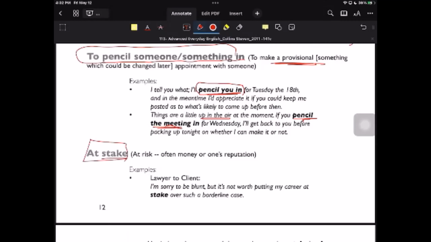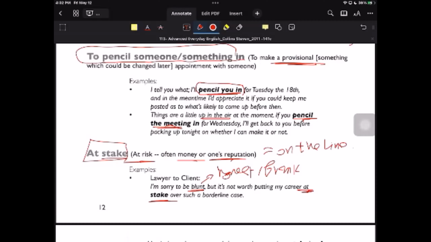At stake: at risk, often money or one's reputation. So lawyer to client: I'm sorry to be blunt, to be honest or frank, but it's not worth putting my career at stake, at risk, over such a borderline case. Okay, blunt here means honest. So I'm not gonna put my career on the line. At stake also means on the line, by the way, guys. Equals on the line.